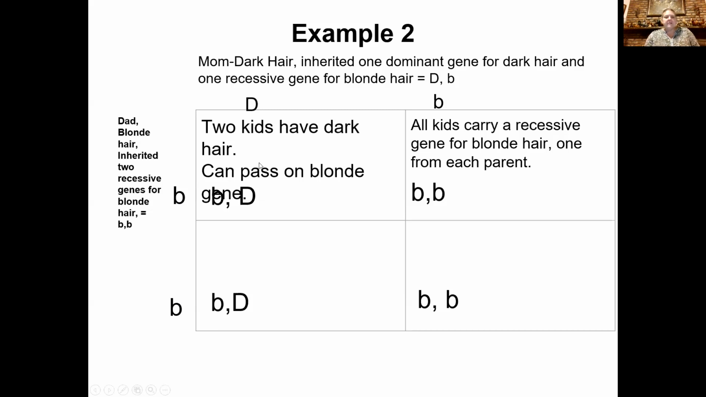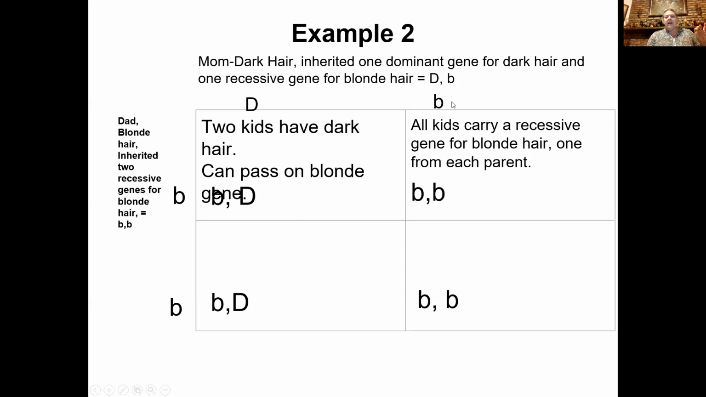So we have the lowercase b here, which is the recessive blonde. We have the dominant dark hair. So this kid and this kid both have the recessive blonde and the dominant dark hair. Mom passed on this gene to the kid, dad passed on this gene, mom passed on this gene, dad passed on this gene. These 2 kids are dark hair, but they can pass on the blonde gene because they have this in their genotype. Their phenotype is dark hair, their genotype has blonde in it, right?